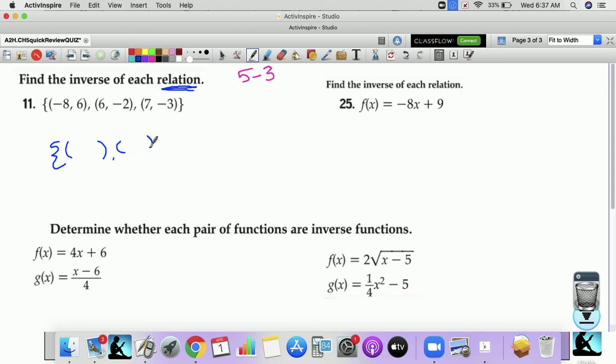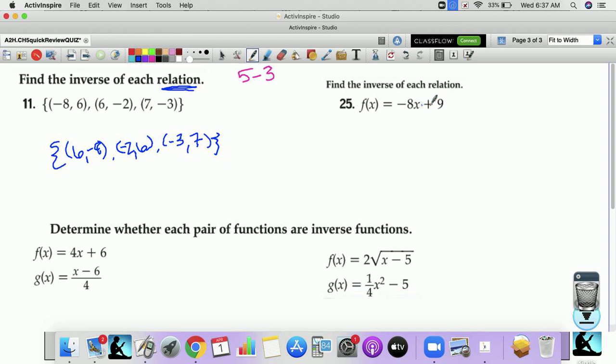If you start with 3, you're definitely going to end with 3 if you're doing an inverse, not a composition, okay, an inverse. I'm going to flip-flop my 6 and my 8, so it's going to give me 6 comma negative 8. I'm going to flip-flop my negative 2 and my 6, so I'm going to have a negative 2 comma 6. And then I'm going to flip-flop my negative 3 and 7, so negative 3 and 7. And that's the answer to the inverse of this relation.